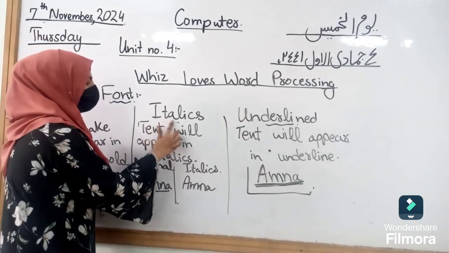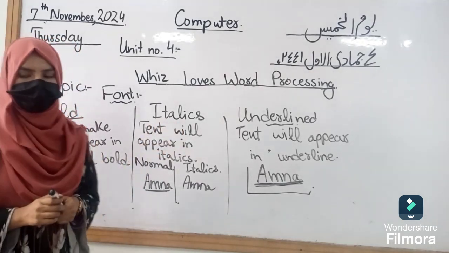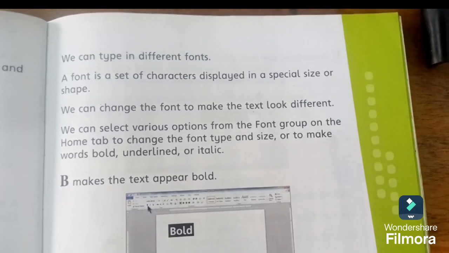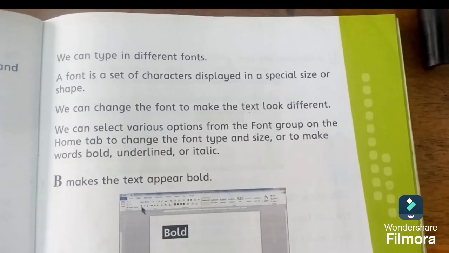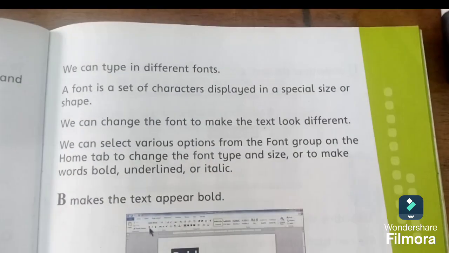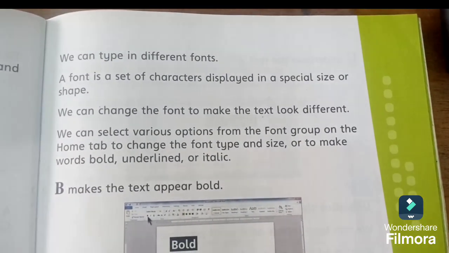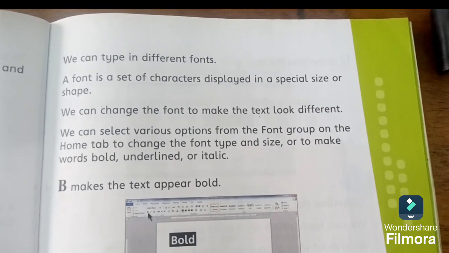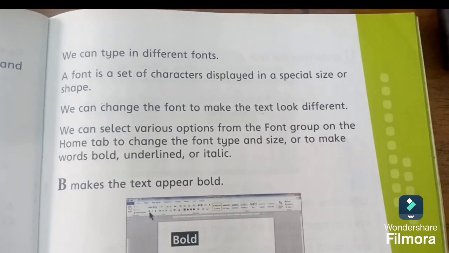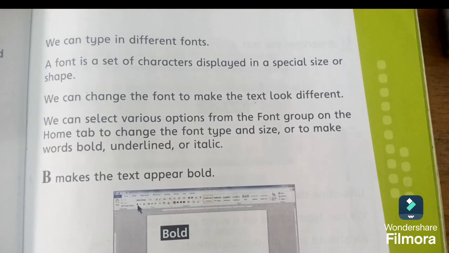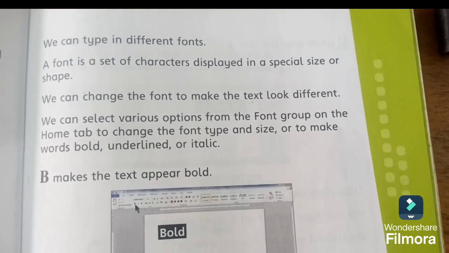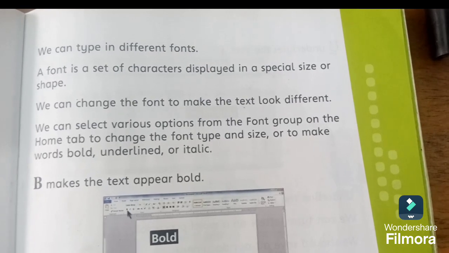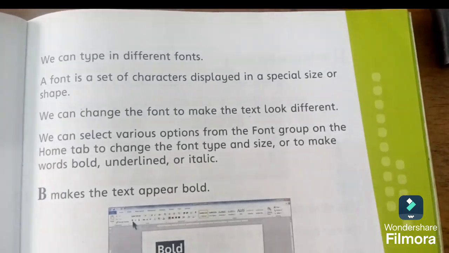Now we are going to read it from the book. Now students, come to page number 37 and I am going to read it from the book. We can type in different fonts. A font is a set of characters displayed in a special size or shape. We can change the font to make the text look different. We can select various options from the font group on the Home tab to change the font type and size or to make words bold, underline or italics.